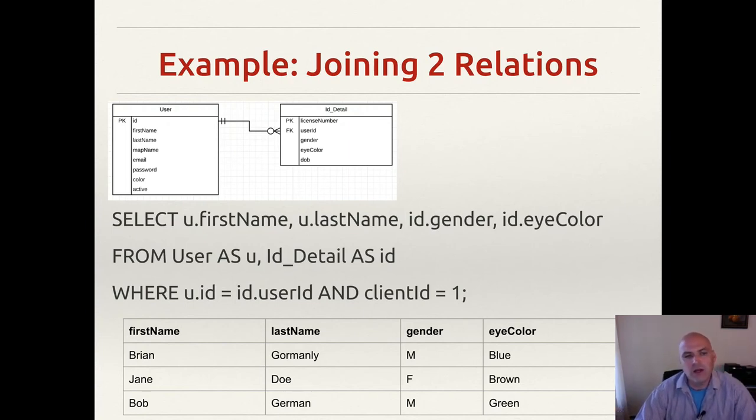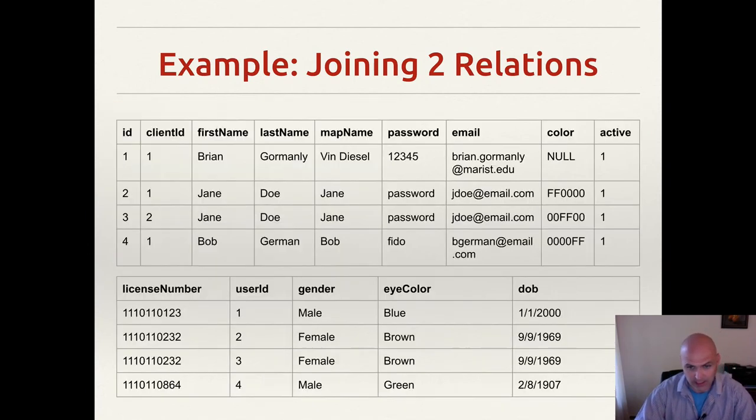So this is what's actually known as an inner join, where you're only getting the intersection of the two things, and we'll talk more about the specifics of that later. And then on top of that, we only want the rows where client ID equals 1. So this is essentially going to throw away Jane's other row, the one that was from client ID 2. If we go back here, row 3 will not be part of these results. Rows 1, 2, and 4 will.